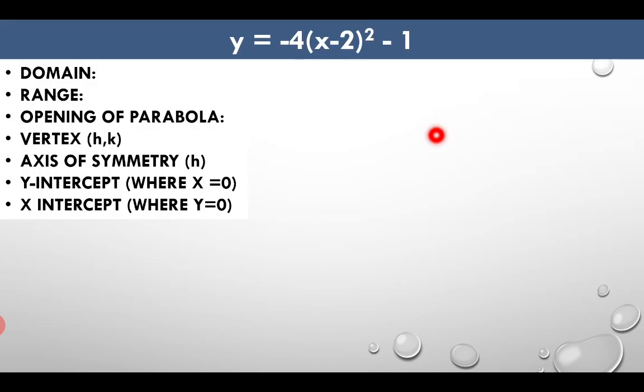So let us answer one example. The given quadratic function y is equals to negative 4 times quantity x minus 2 squared minus 1 is a quadratic function in vertex form. So, siya po yung vertex form. So, to remind you, the vertex form is y is equals to a times quantity x minus h squared plus k. Okay? So, our domain are all set of real numbers.